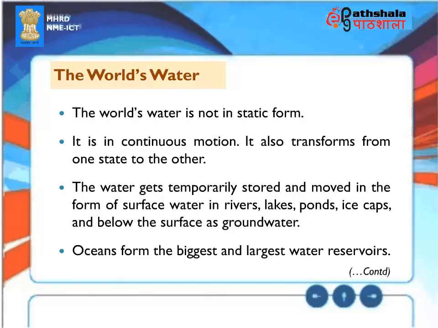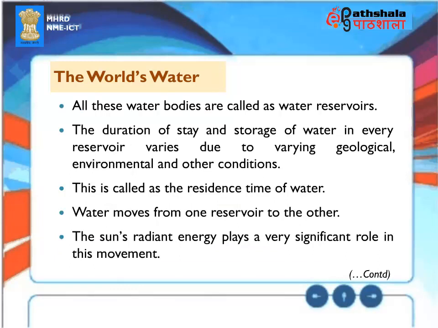The world's water. The world's water is not in static form. It is in continuous motion. It also transforms from one state to the other. The water gets temporarily stored and moved in the form of surface water in rivers, lakes, ponds, ice caps, and below the surface as groundwater. Oceans form the biggest and largest water reservoirs. All these water bodies are called water reservoirs.